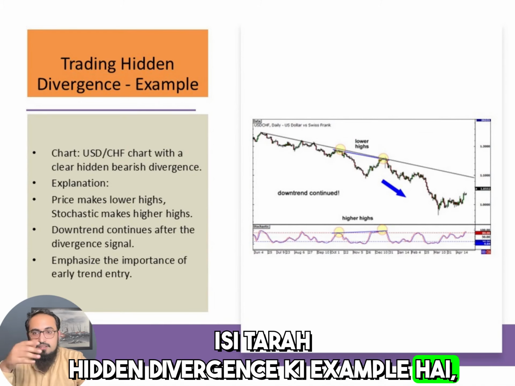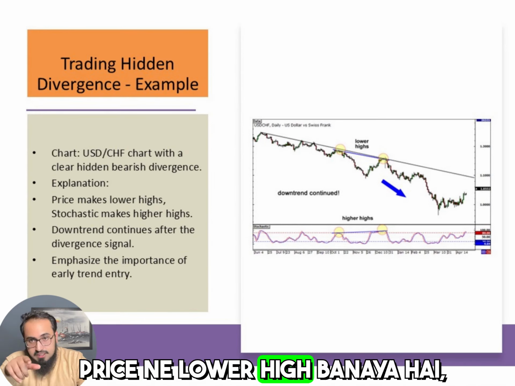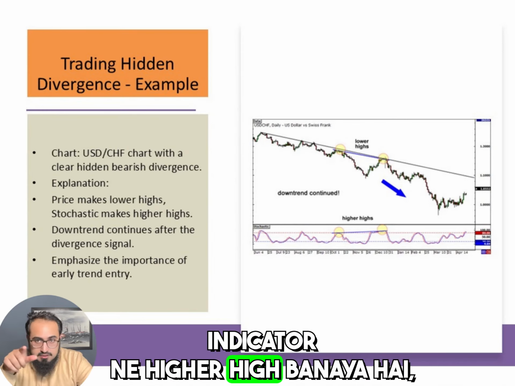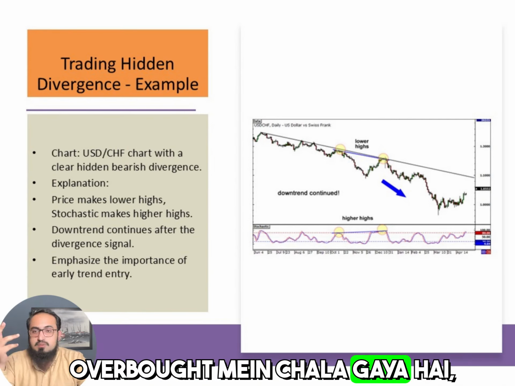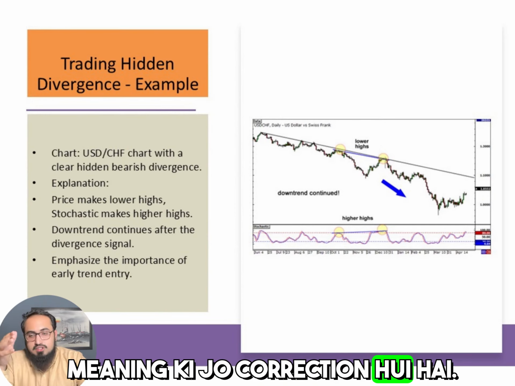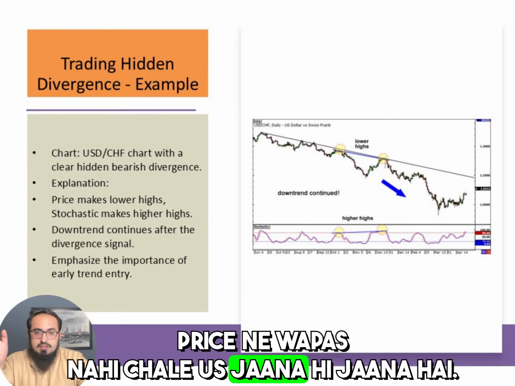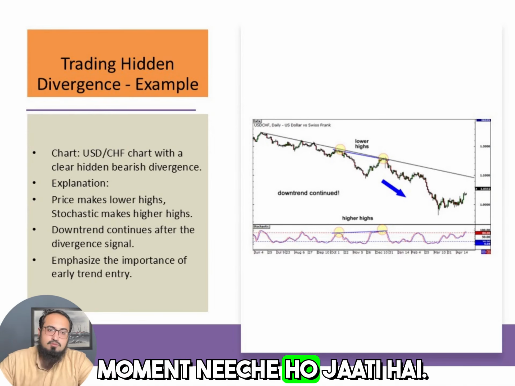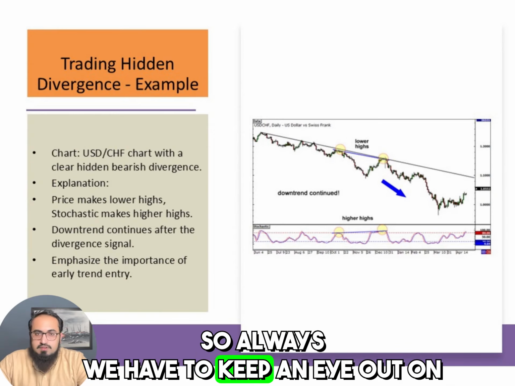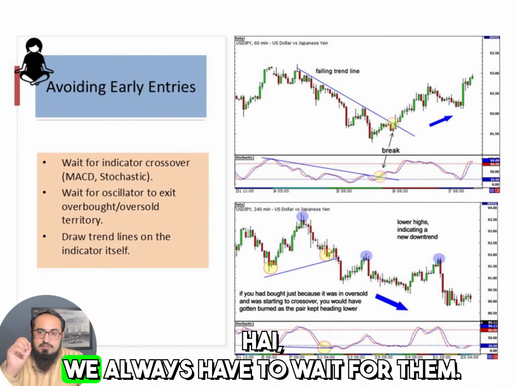Similarly, there is an example of hidden divergence. Here you can see that the price has made a lower high. The indicator has made a higher high, indicating that with a slight move, the indicator has gone into overbought, meaning that the correction that happened is just a correction, not a reversal in price. It has to go back down. So what do we do? We place a sell order and it goes down. So always we have to keep an eye on divergence. And divergence is a very important thing.